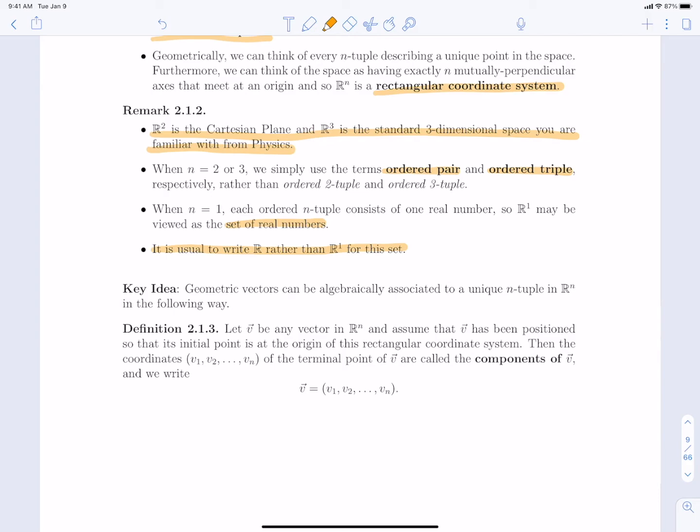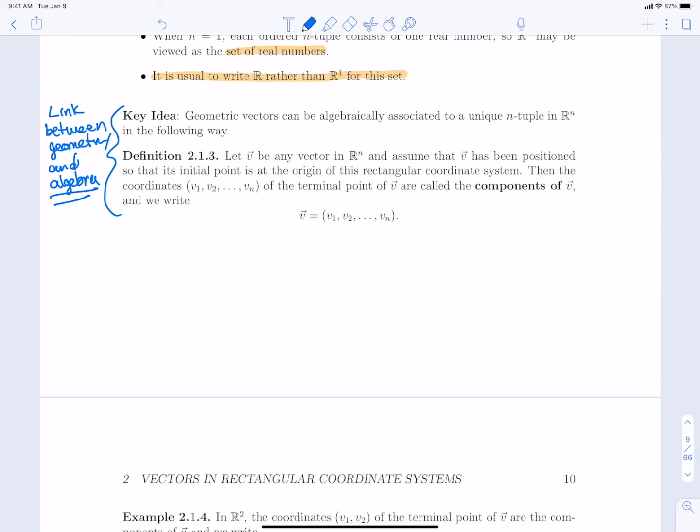So here's the key idea. Geometric vectors can be algebraically associated with unique n-tuples by giving us the components. And it's this key idea right here that is the link between geometry and algebra. And this is what makes this mathematics so beautiful.